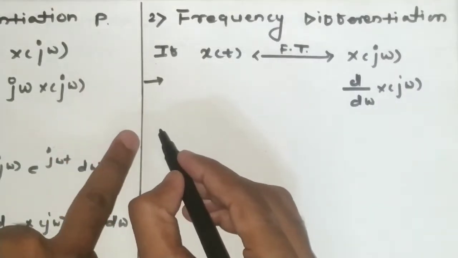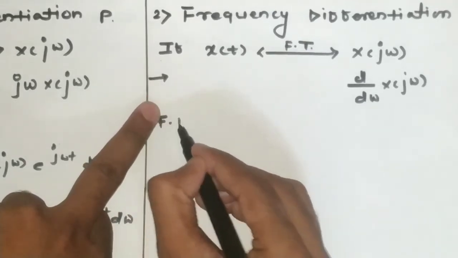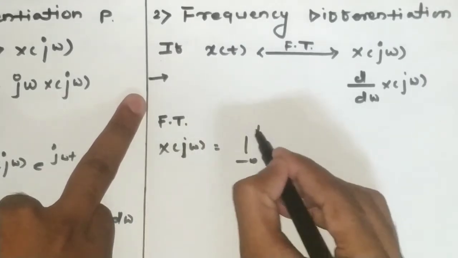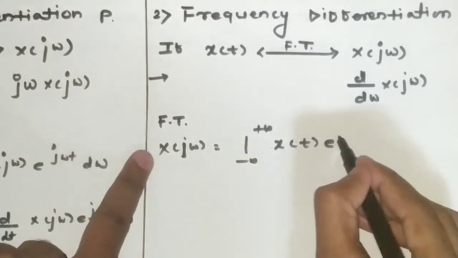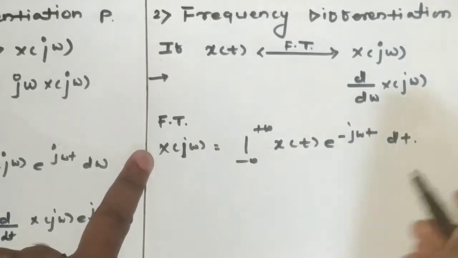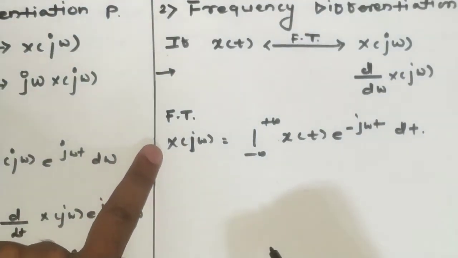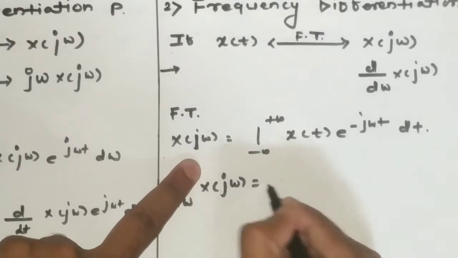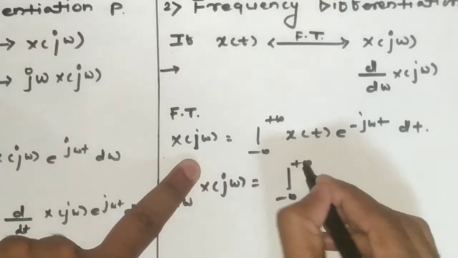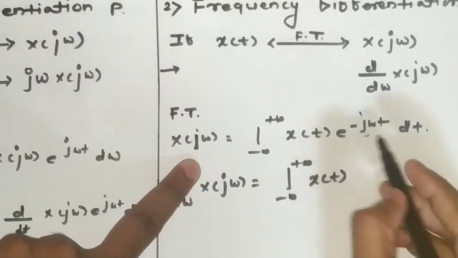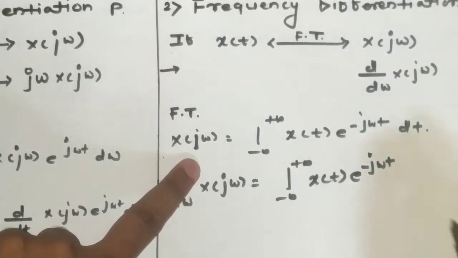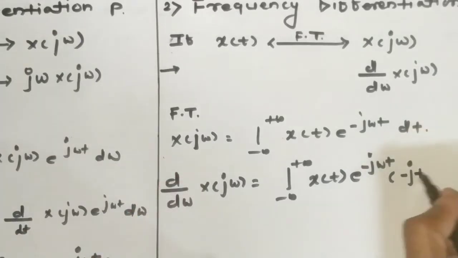For that case we'll use the Fourier transform equation, which is x of j omega is equal to the integration of x of t into e raised to minus j omega t into dt. Now let us differentiate on both sides with respect to omega. We'll get d by d omega x of j omega is equal to the integration of x of t as it is. Now the differentiation of this with respect to omega will be e raised to minus j omega t into minus j t dt, because the differentiation of omega will be 1.